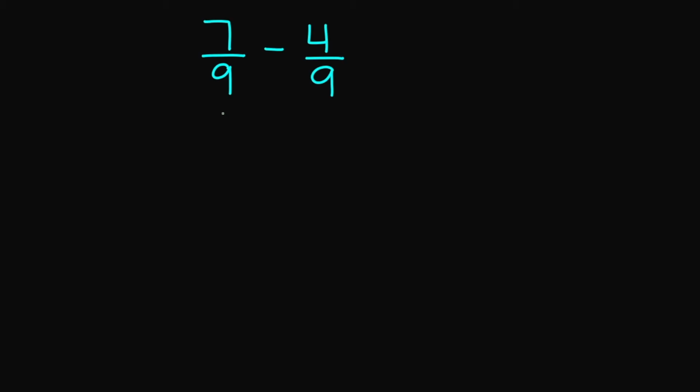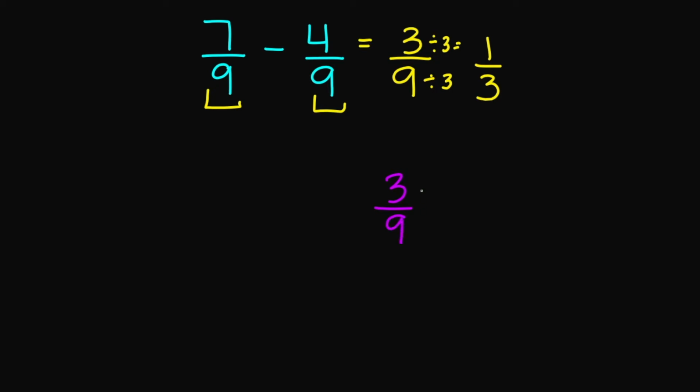Let's try 7 over 9 minus 4 over 9. My denominators are the same, so I'm going to subtract my numerators. 7 minus 4 is going to give us 3. That's going to be over 9. And in this example, I can actually simplify my 3 over 9 because 3 goes into 3. This is going to equal 1. And then 9 divided by 3 is going to equal 3. So your answer is going to be 3 over 9 or 1 over 3.